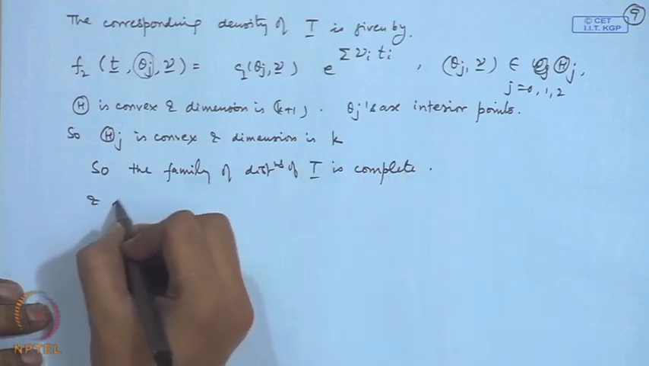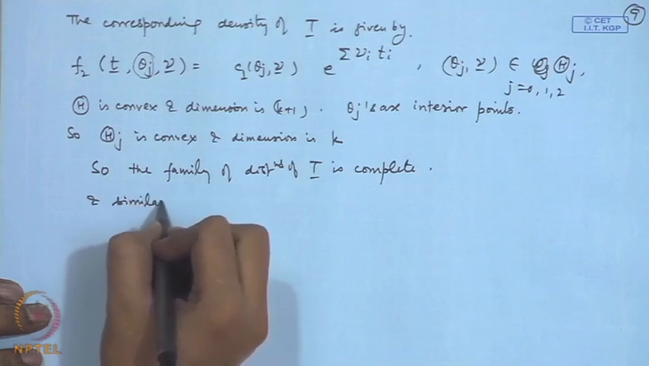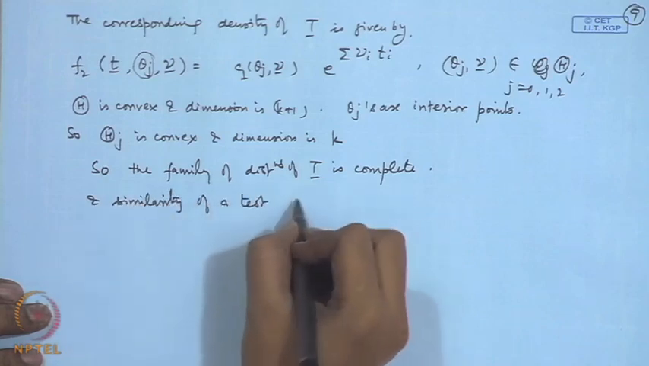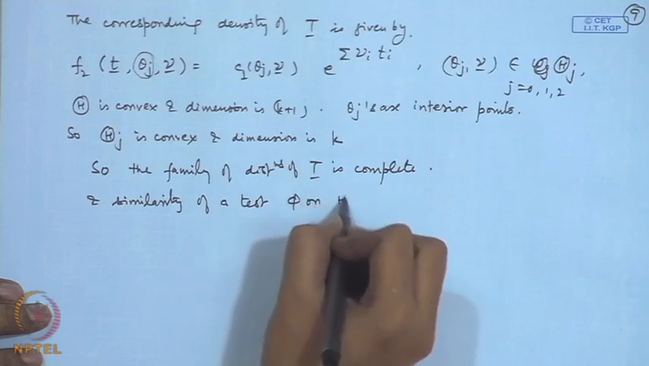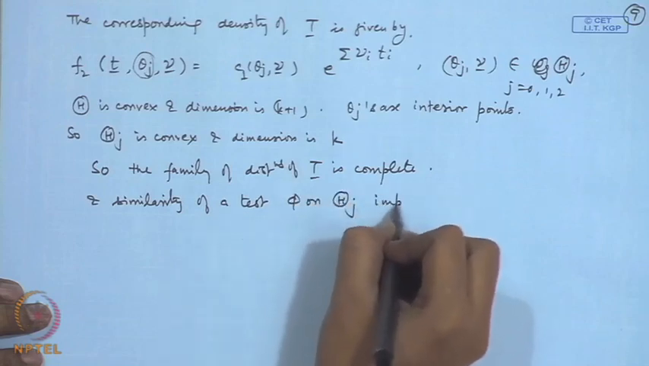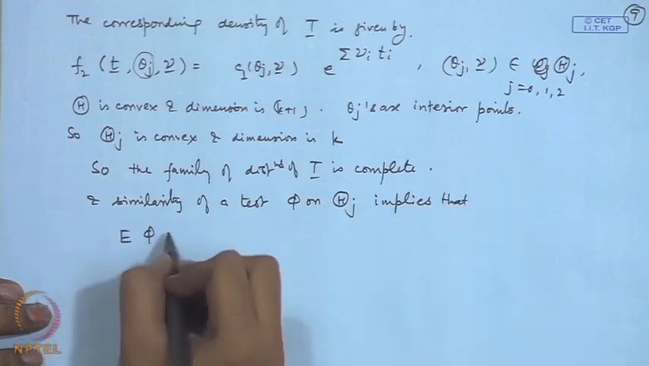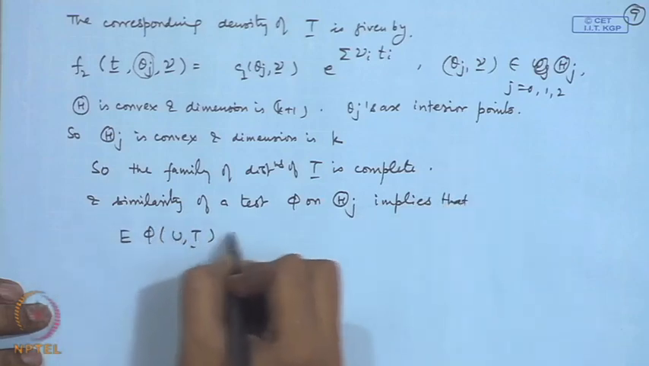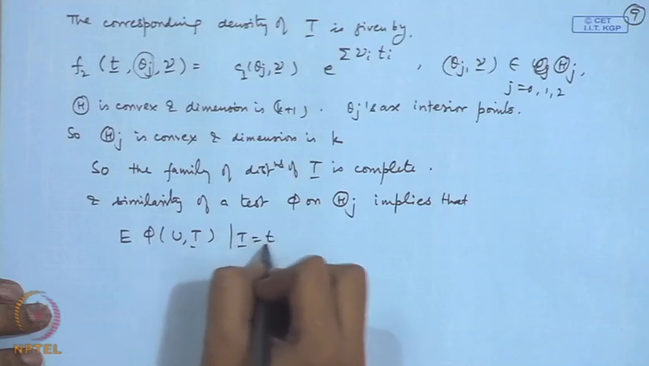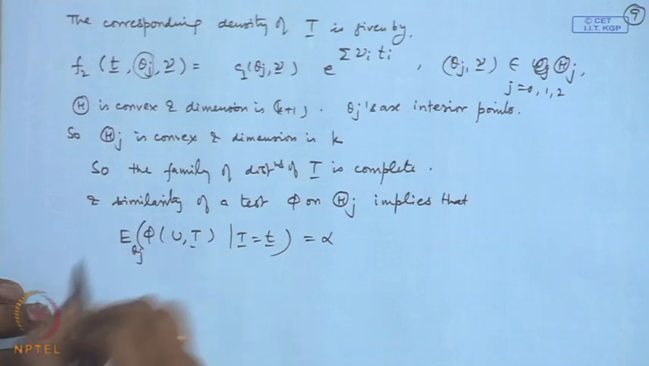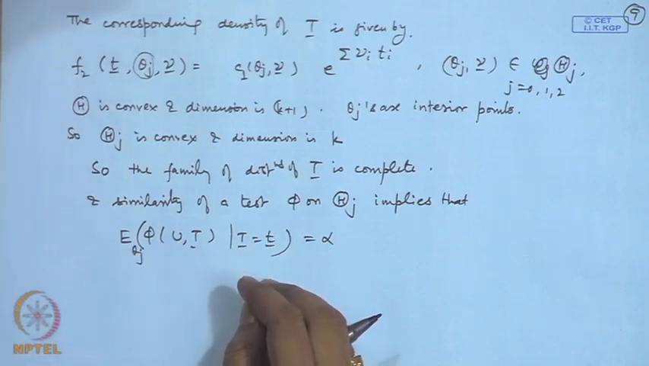and similarity of a test phi on theta_j will imply that the expectation of phi(U, T) given T equal to t will be equal to alpha for theta_j. All right. So, this is the general description so far.